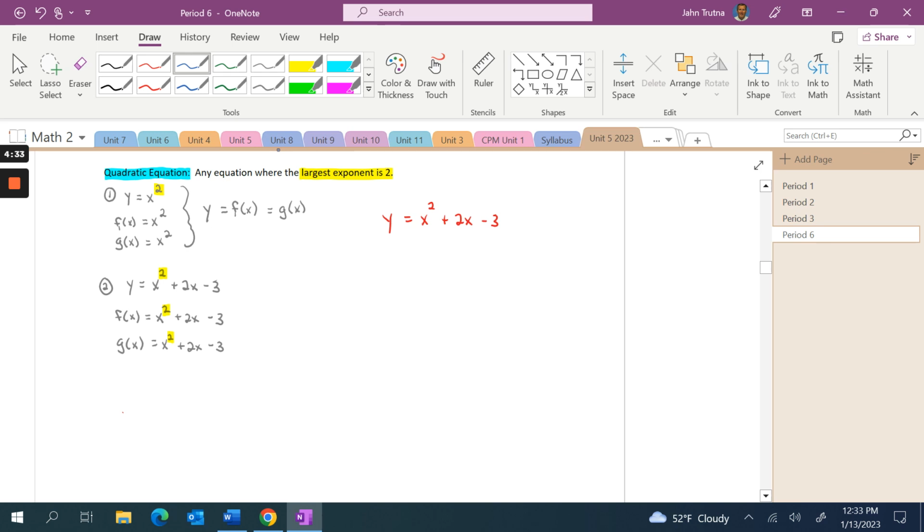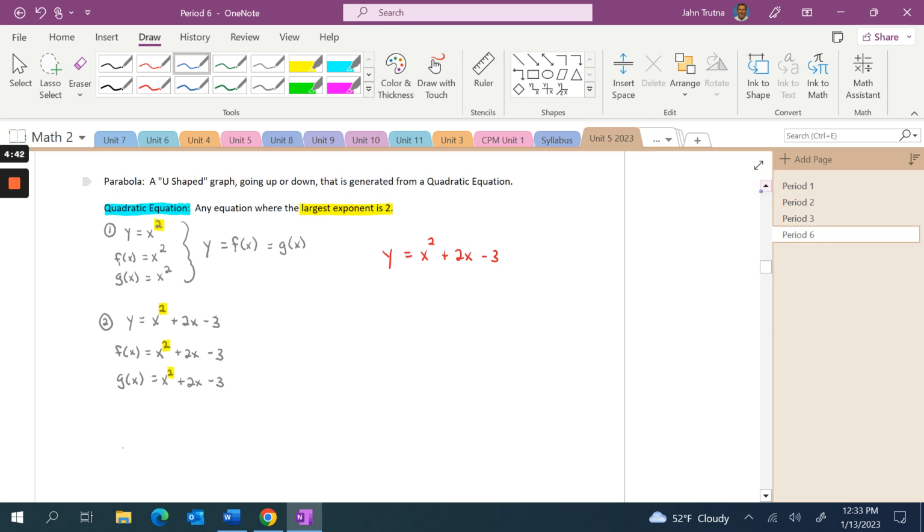Here's my equation. y equals x squared plus 2x minus 3. Notice, that is a quadratic equation. I am going to eventually graph this. Quadratic equations always graph to make parabolas, which are U-shaped graphs. Okay, and I'm going to do this by making a table.